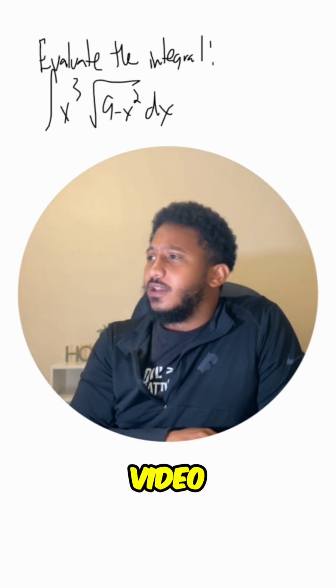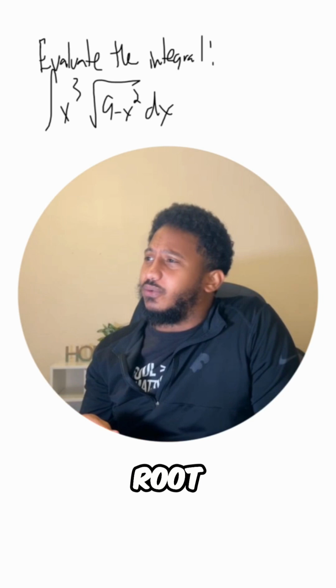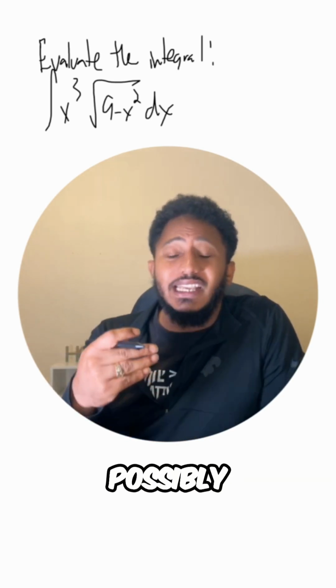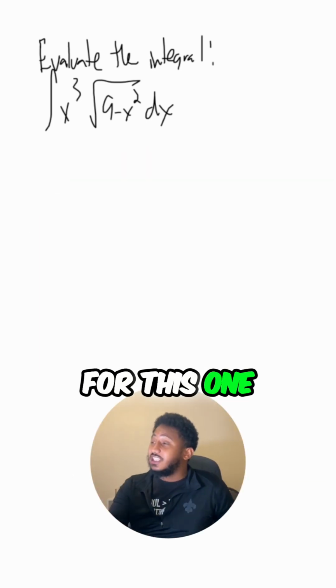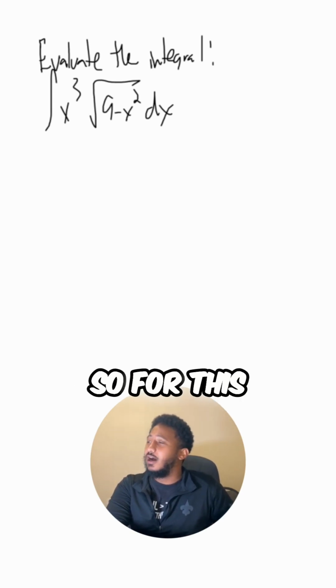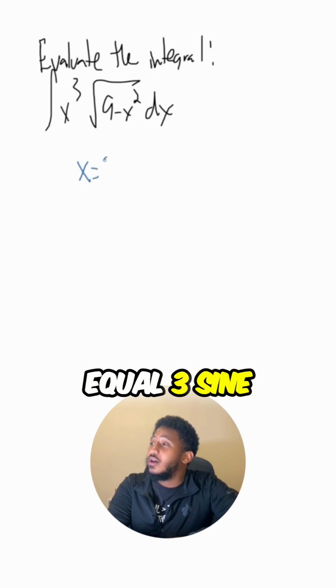But here, when we see that square root with two terms underneath the square root, oftentimes this hints at possibly integrating using a trig substitution. So for this one, we'll use a trig substitution. We'll say let x equal 3 sine of theta.